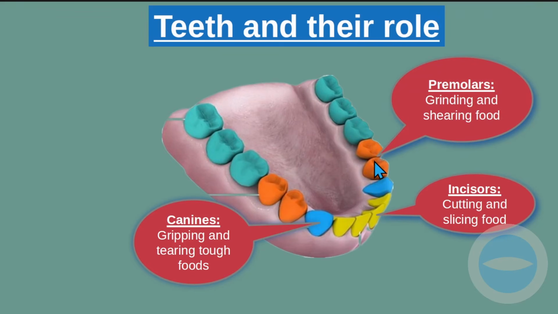And then another type of teeth is premolars. Premolars are these ones here. The function of the premolars is grinding and shearing. These ones are grinding food. So when we chew, some of the food is ground by premolars.